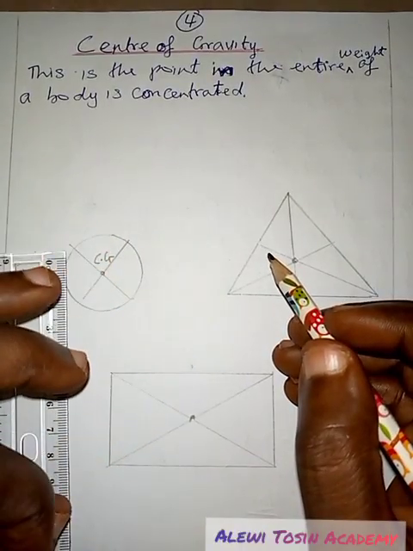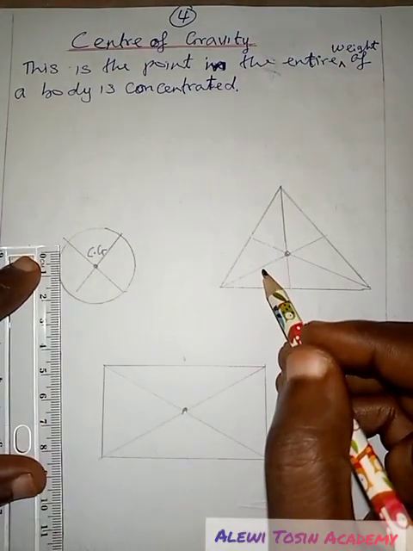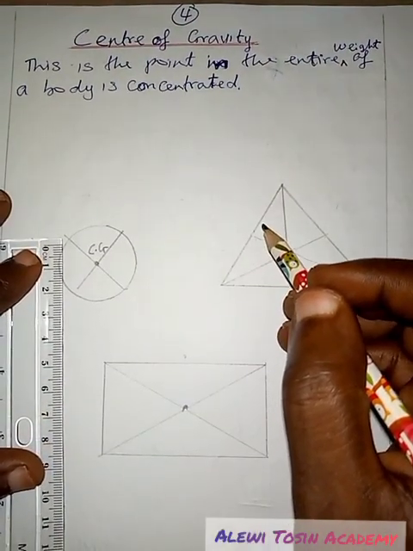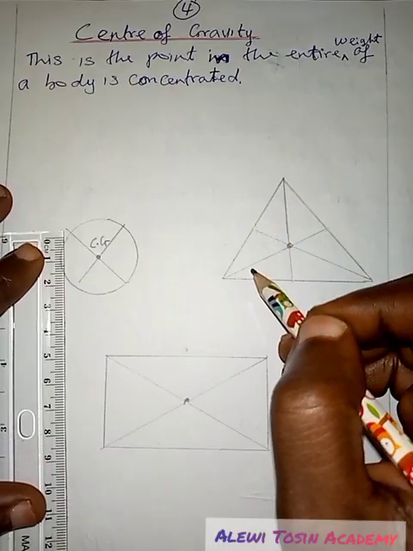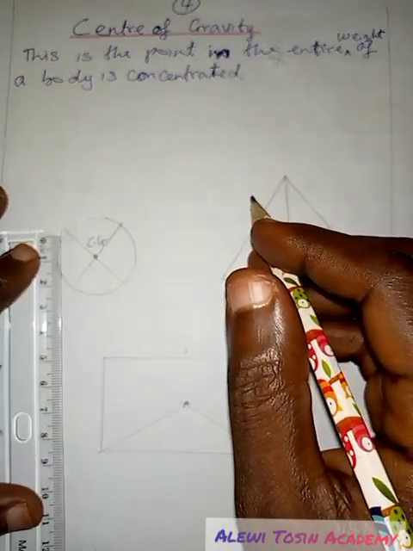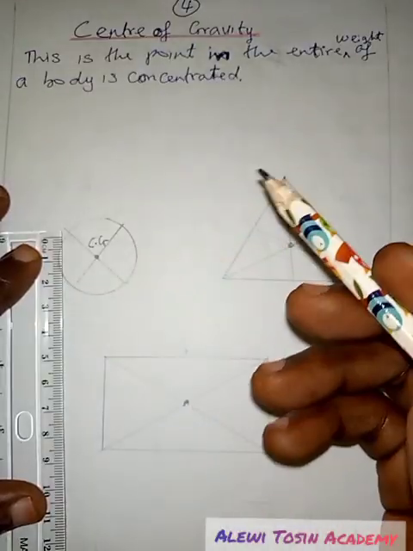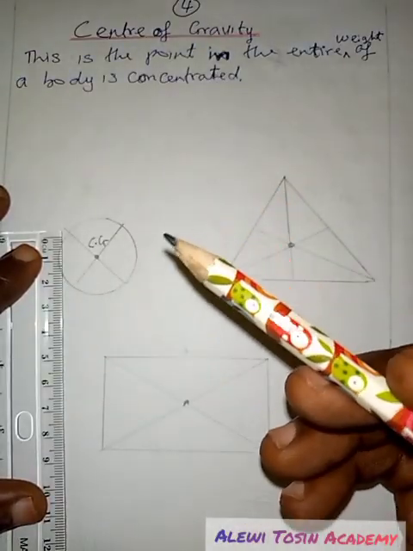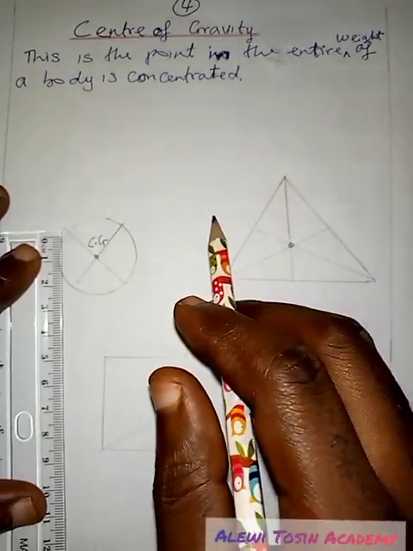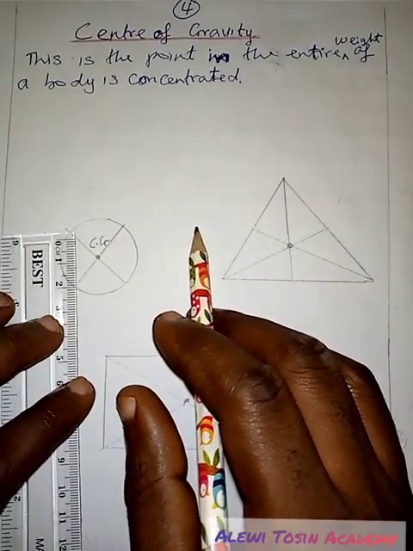Now, the center of gravity of a body depends on two things: the shape of the body and the size of the body. The position of the center of gravity changes with the changes in the shape of the body. As the shape of the body changes, the center of gravity also changes.